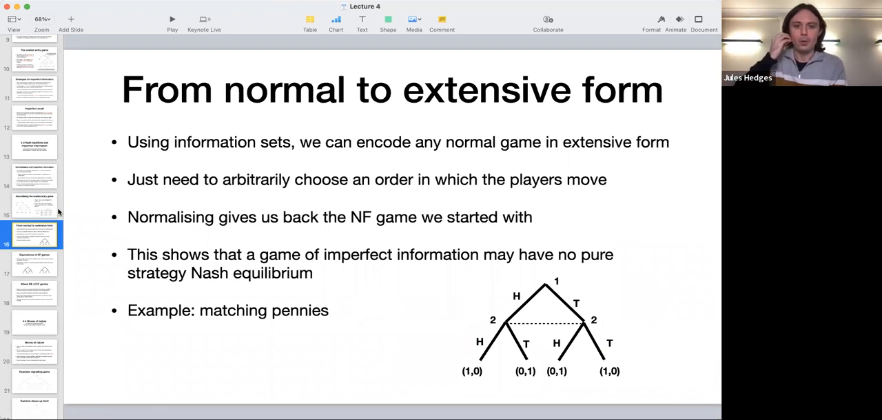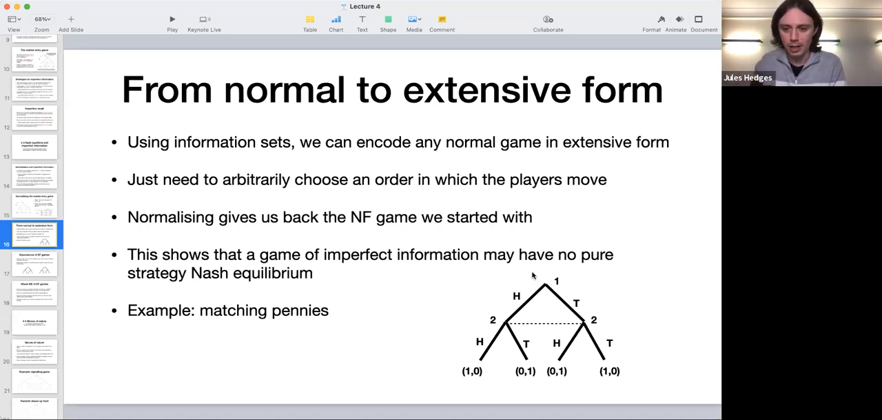Interestingly, we can now go the other way. Previously, we could turn every extensive form game into a normal form game, but we couldn't go back the other way. But now that we have information sets, we can do exactly that. All we have to do is arbitrarily choose an order that the players are going to move in. And then we can set up information sets so that whenever a player makes a choice, they know nothing about what state the game is in.